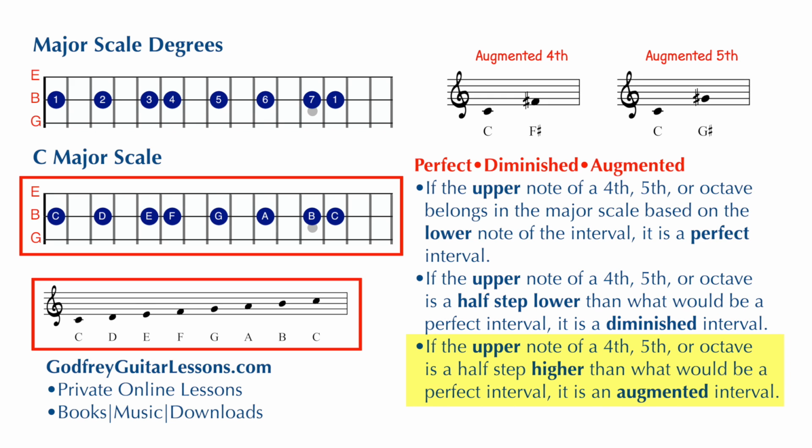An augmented interval is 1/2 step or 1 fret larger than its corresponding perfect interval. If I raise these notes by a 1/2 step, but still call them by the same letter name, we have C to F sharp, an augmented fourth, and C to G sharp, an augmented fifth.